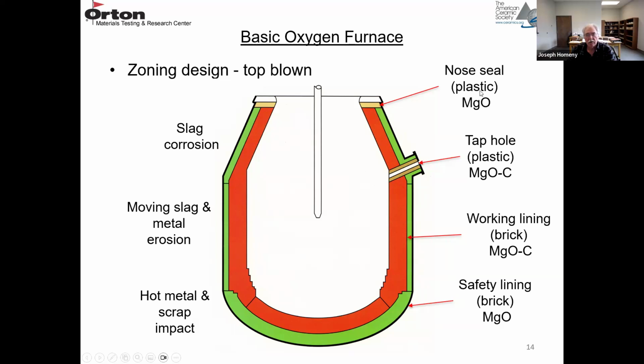So the nose area here is usually a plastic refractory, like an MgO-based material. The tap hole is usually a plastic. It's an MgO carbon composite. There's a safety lining, the outer lining, and that's MgO, and it's in brick form. And then the working lining is the MgO carbon composite, and that's in brick form. And these are quite thick, 3 or 4 feet or more. So these are really, really thick linings for the MgO carbon composites.